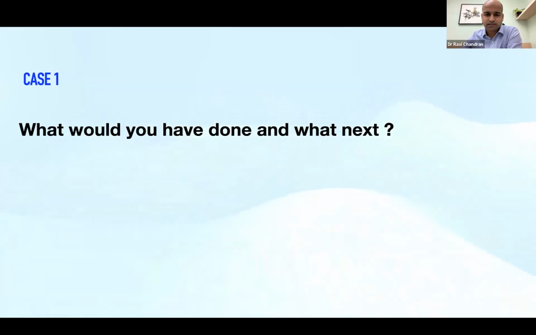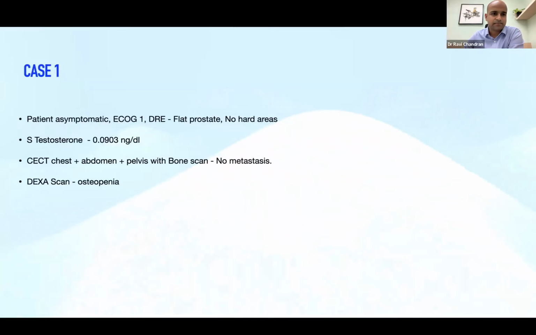So Varun, as you mentioned, for this patient with the rising PSA, the doubling time is less than 10 months. And as you rightly mentioned, you want to look at the patient's overall status and do imaging. So this is the scenario. The patient is asymptomatic. His performance status is good. DRE prostate is hardly palpable, no hard areas either. His serum testosterone is documented at a castrate level of 0.0903. The outside clinician has done a CT of the chest and abdomen and a bone scan, which is not showing any metastasis. He also got a DEXA scan, which is showing features of osteopenia.